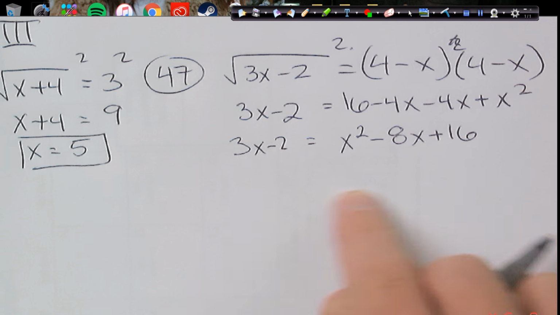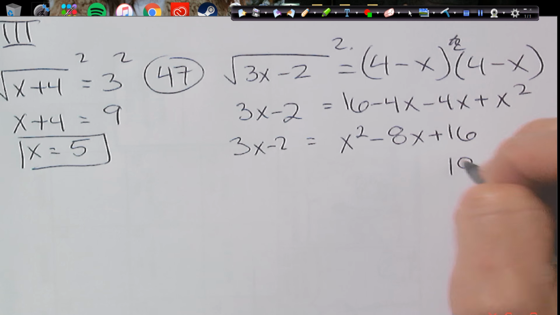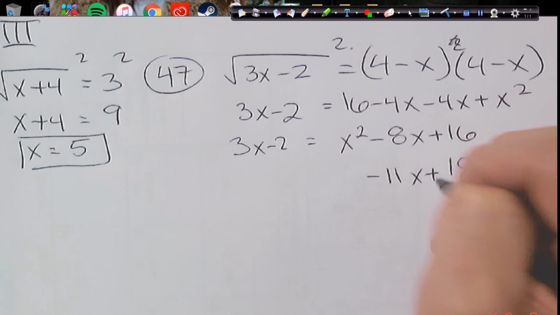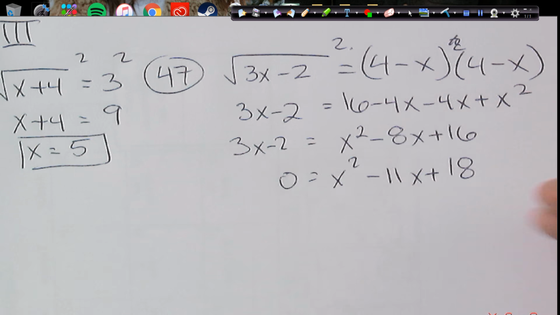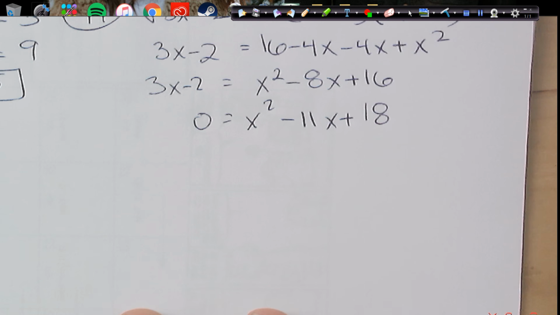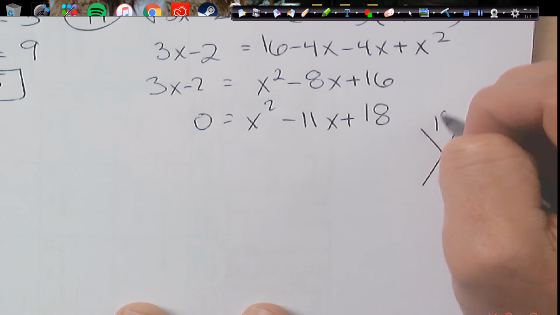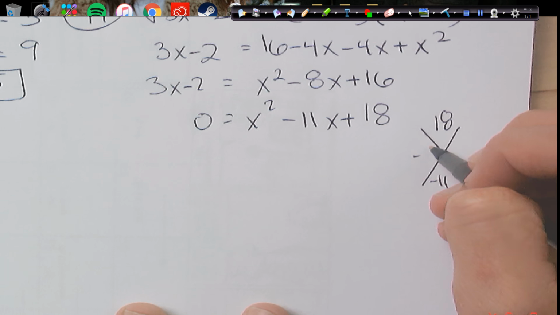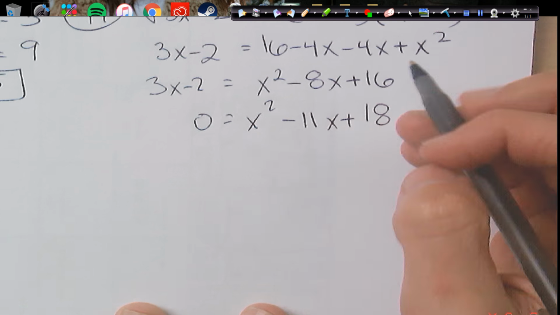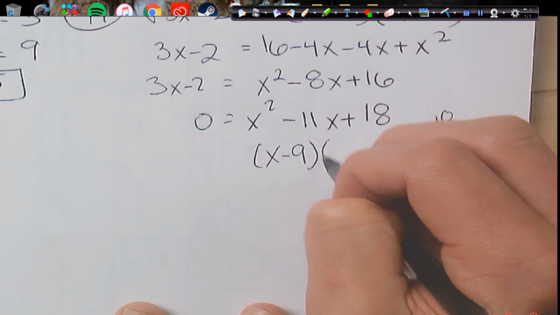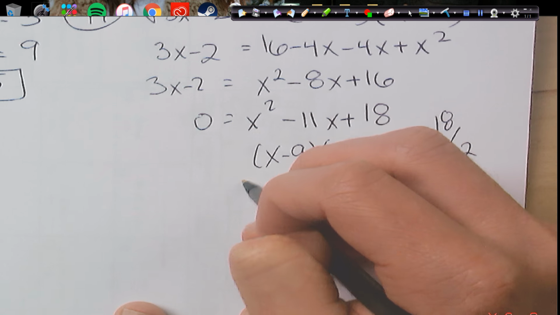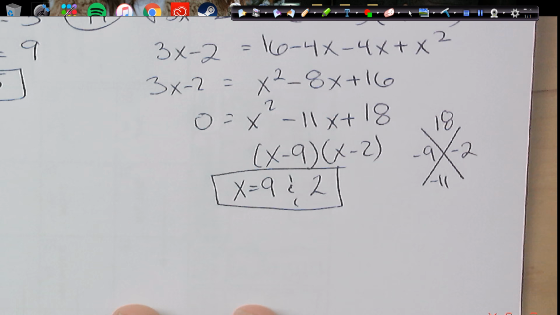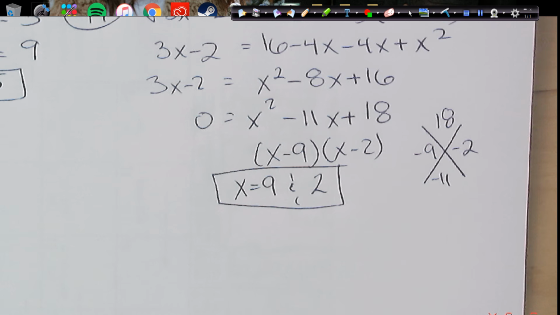We're going to move these over here, so I'm adding 2 over here, and I'm subtracting 3x to give me this. Now I want to see if I can factor that. Two numbers that multiply to 18 but add to negative 11. I believe that's going to be negative 9 and negative 2. So x minus 9, x minus 2, which means x is going to equal 9 and 2. They're the opposites, and we have a simple one like that. Okay?